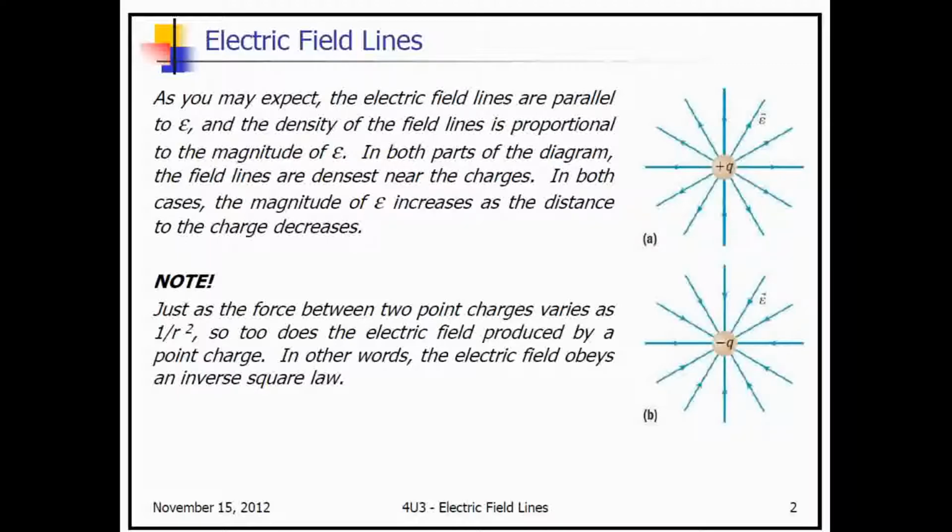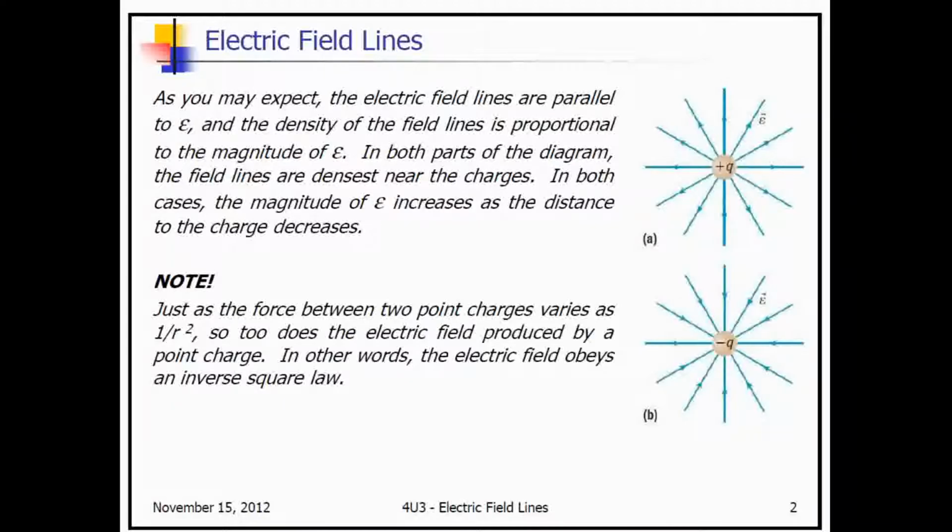So these field lines are parallel to the electric field epsilon, and the density of the field lines is proportional to the magnitude of epsilon. So in both parts of the diagram, the field lines are densest near the charges, and in both cases, the magnitude of epsilon increases as the distance to the charge decreases.